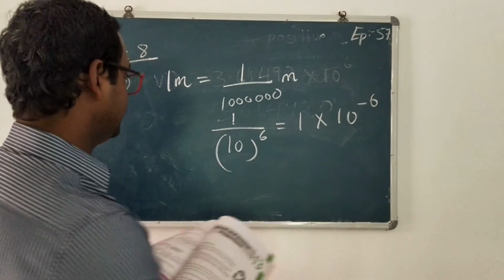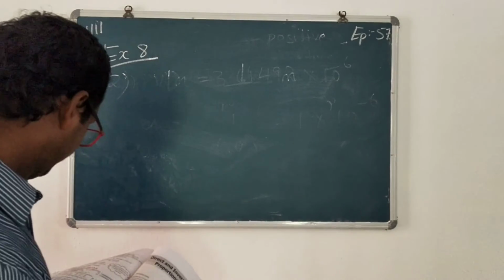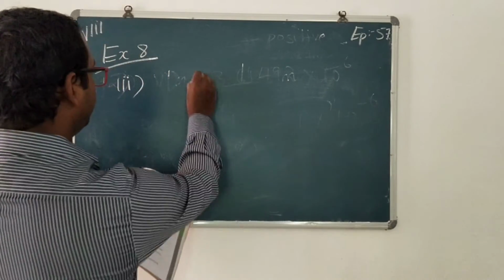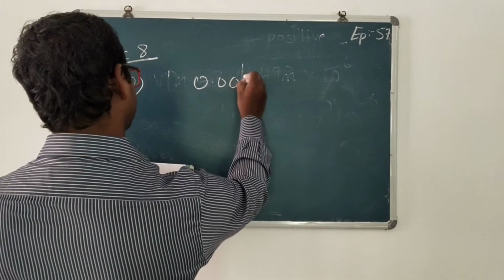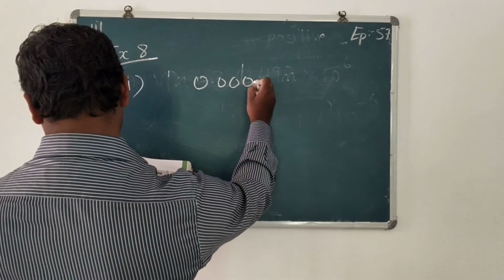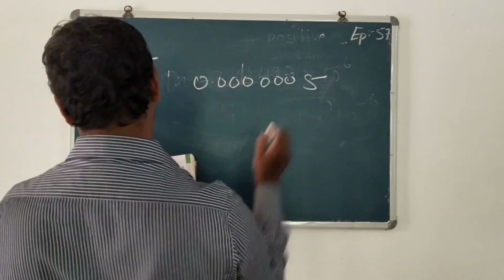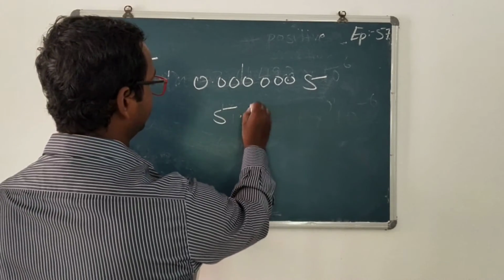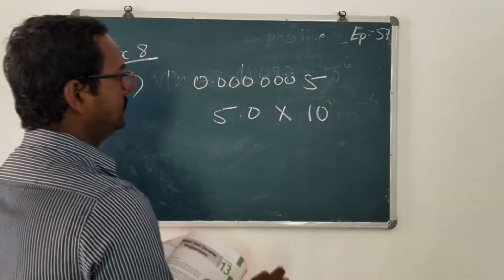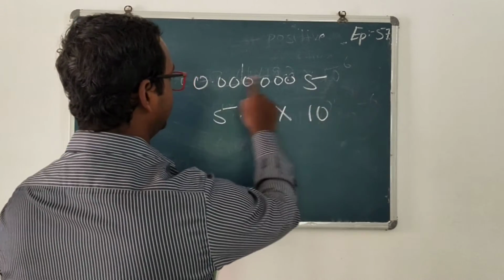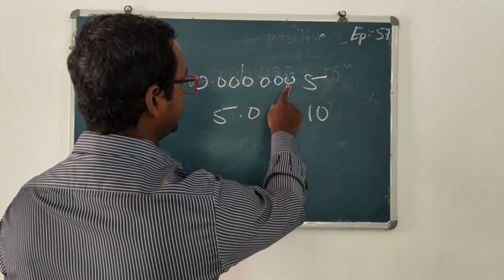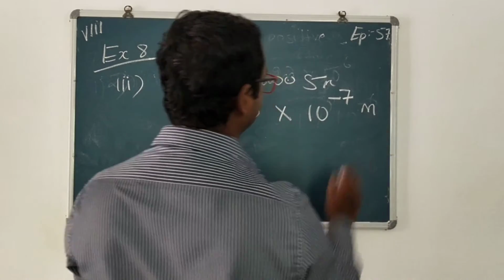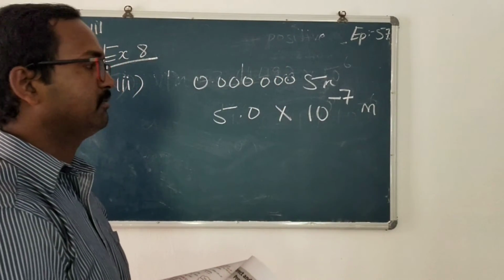Okay, now look at the third one, which is the size of a bacteria, 0.000005. Remember in the standard form, first we have to write the number, then we can put one decimal and 0 into 10 to the power. Just count how many positions you have moved till 5. 1, 2, 3, 4, 5, 6, 7. So the answer is minus 7, because it is given in meters, here also it will be meters. So the final answer is 5.0 into 10 to the power minus 7 meter.